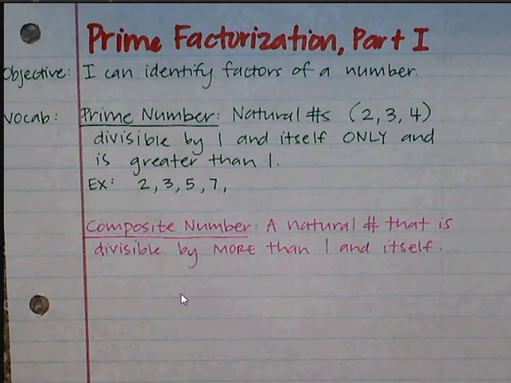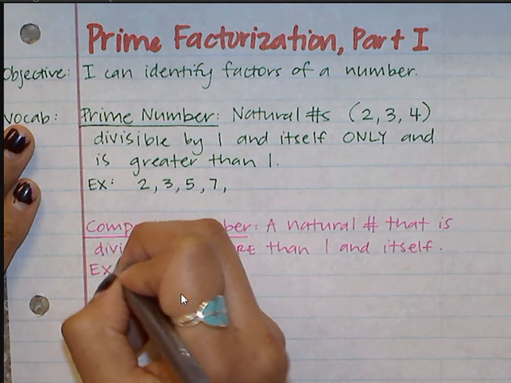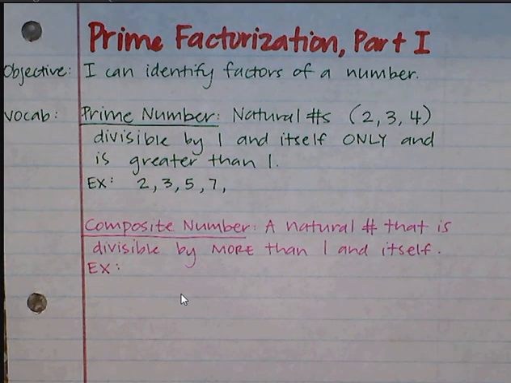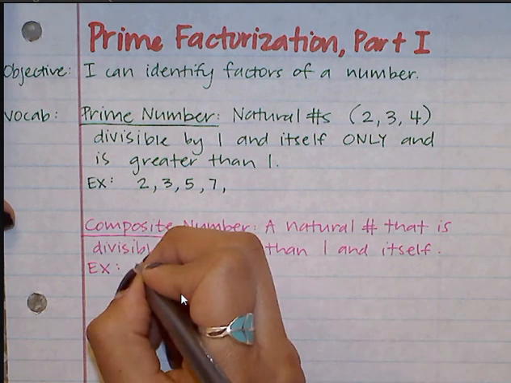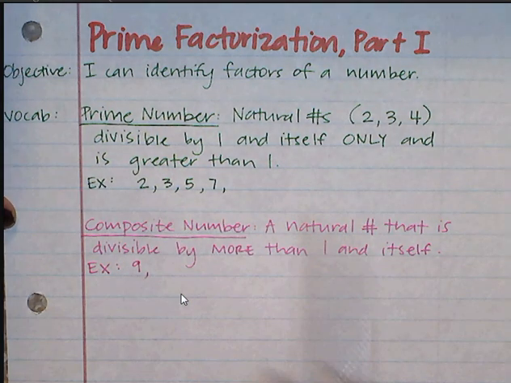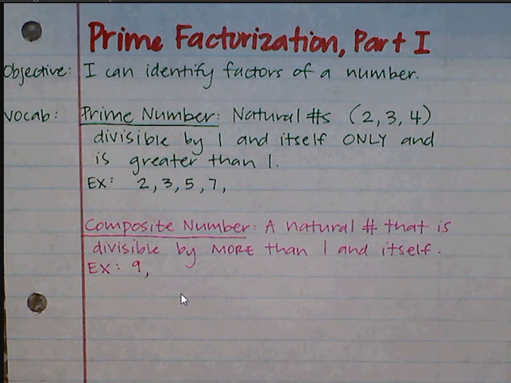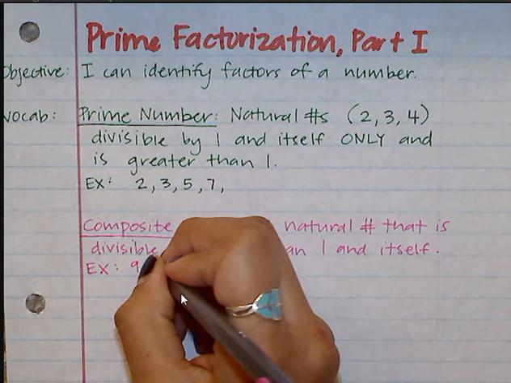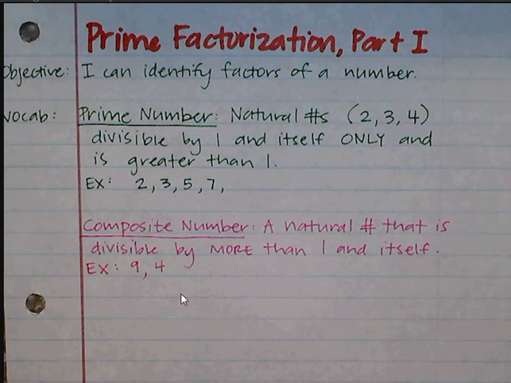All right, so composite numbers are natural numbers that are divisible by more than 1 and itself. For example, let's look at that number 9 that we were talking about. Even though it's odd, it's not prime, it's composite because it's divisible by 1, 3, and 9. So that would be a composite number. What about 4, Miss Gomez? 4 could also be composite because 4 is divisible by 1, 4, and 2.